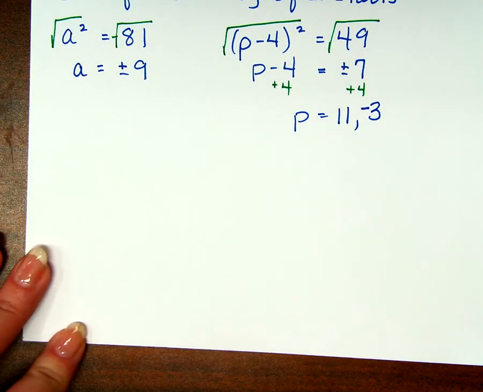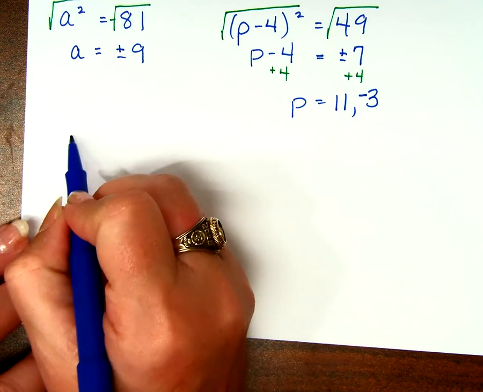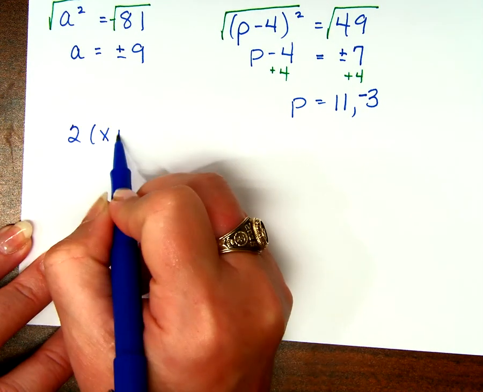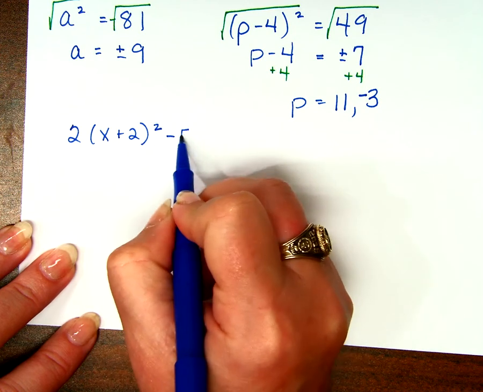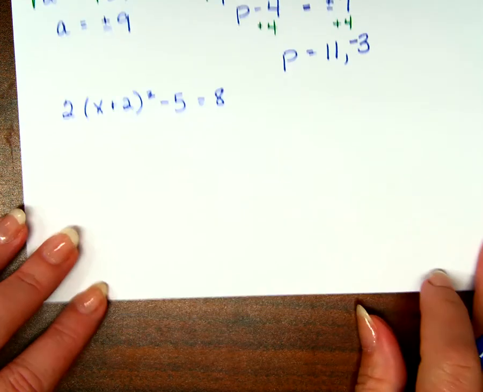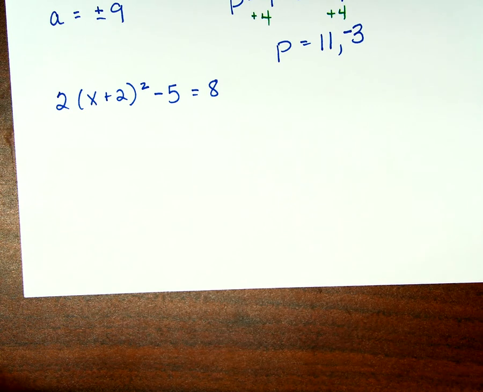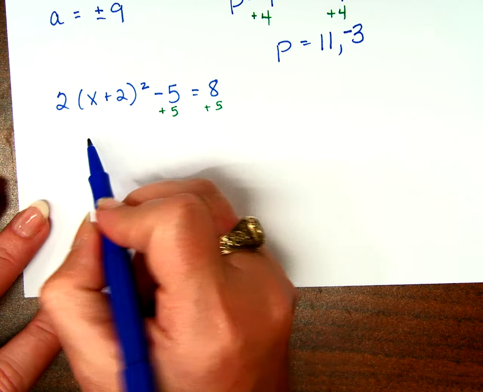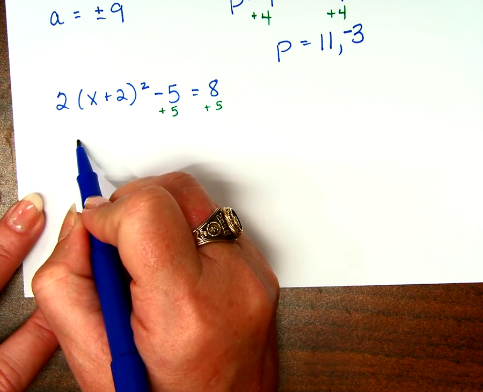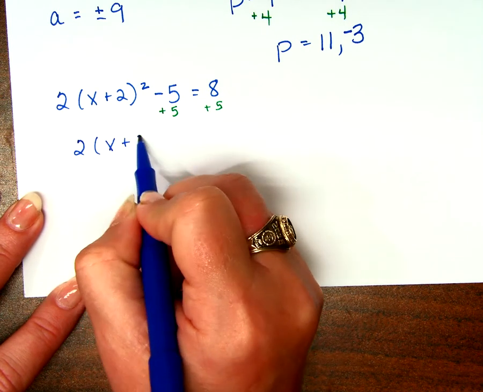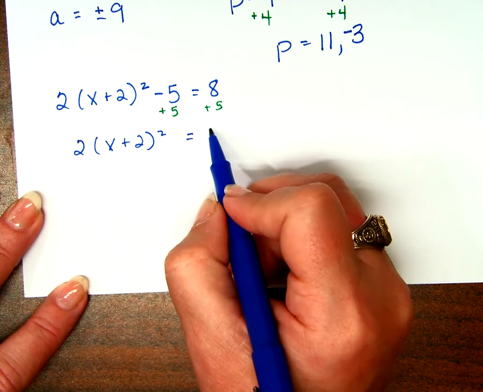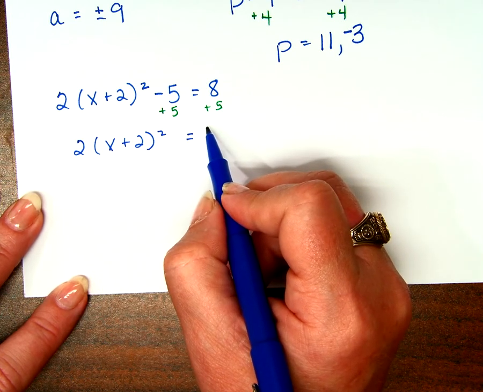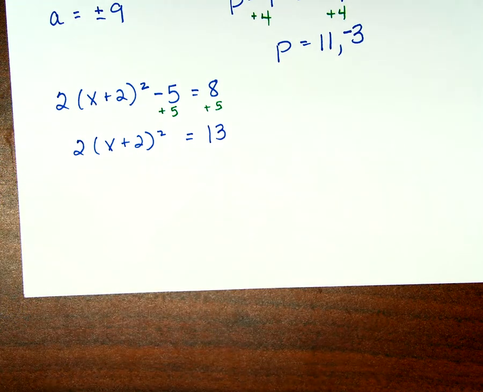You ready for it? Okay. What about this? 2 times x plus 2 squared minus 5 equals 8. What should I do first? If I add 5 to both sides, what do I get on the left-hand side? Still 2 times x plus 2 squared, right, equals what? 13. What's my next step?